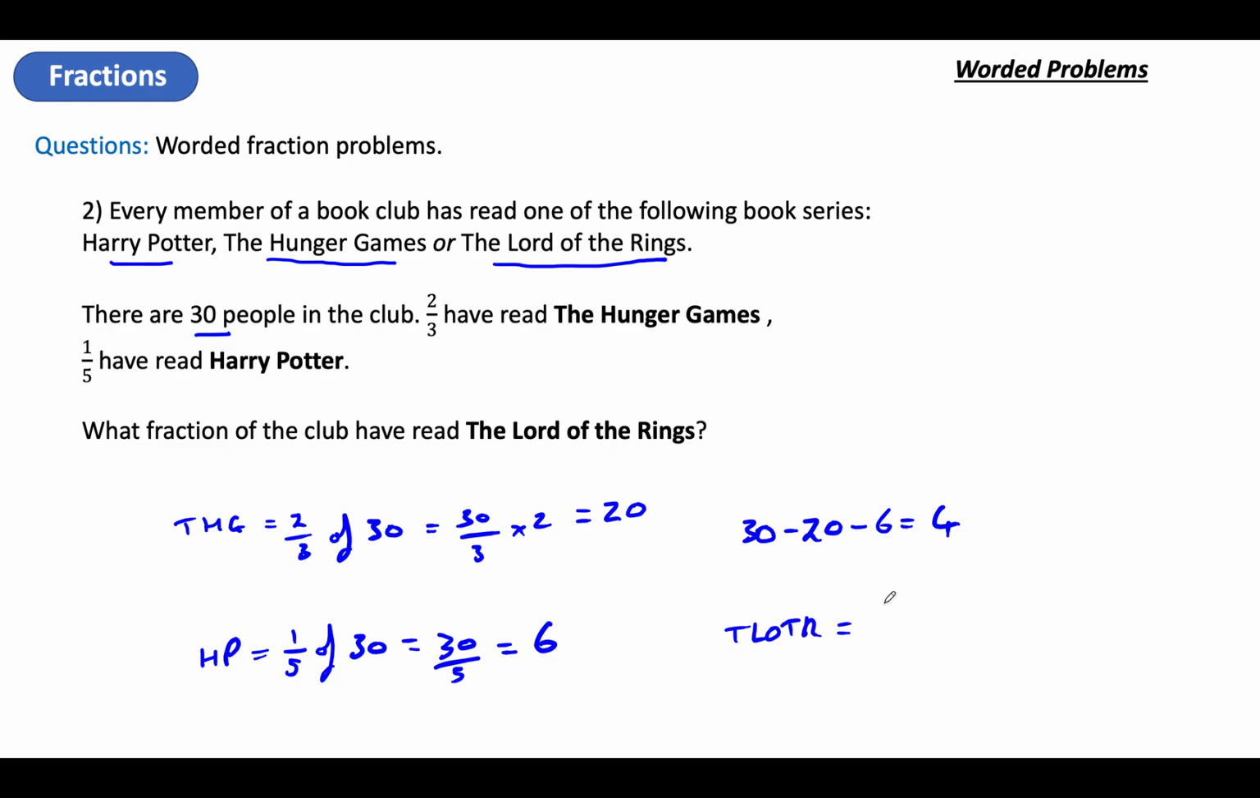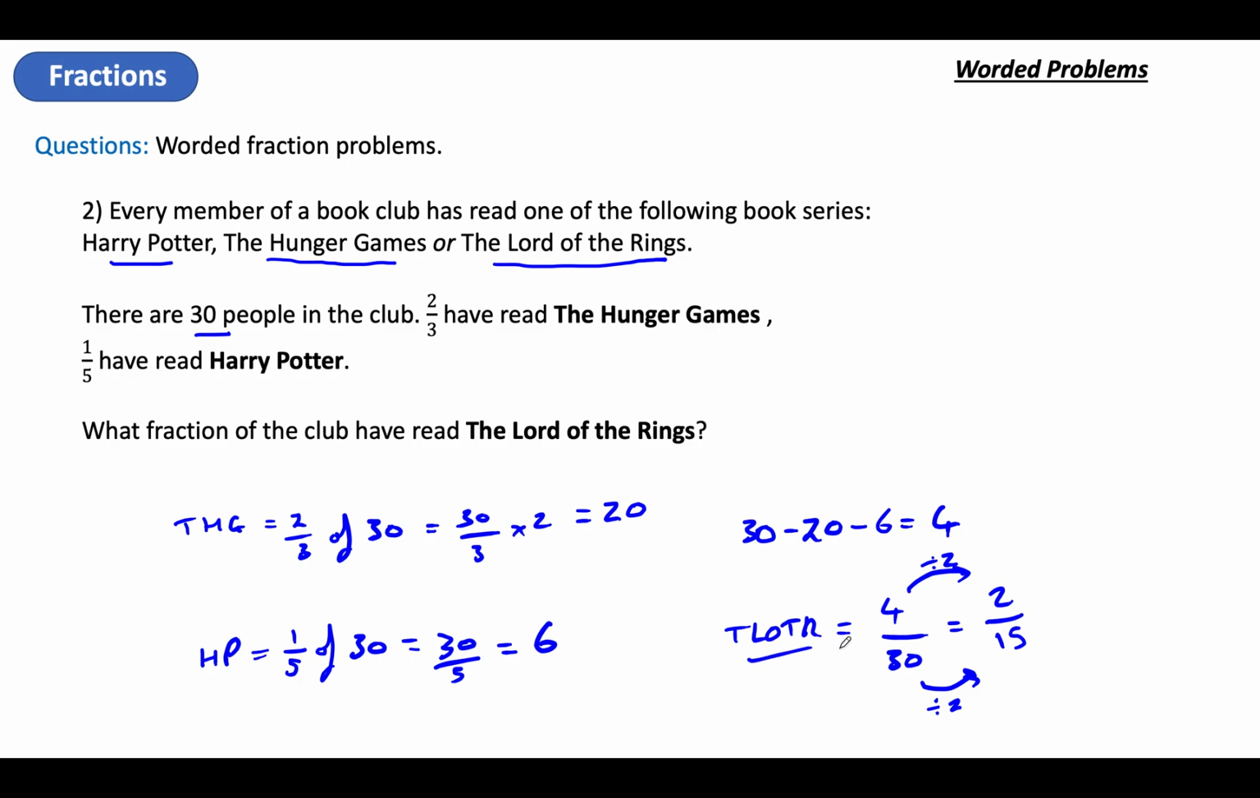And that was 4 out of the 30. Now, in a question like this, we really want to give our answer in its simplest form. So I need to simplify this a bit. I can't divide both of them by 4, but I can divide both of them by 2. So let's do that. 4 divided by 2 is 2. 30 divided by 2 is 15. So 2/15 would be the ideal answer there.